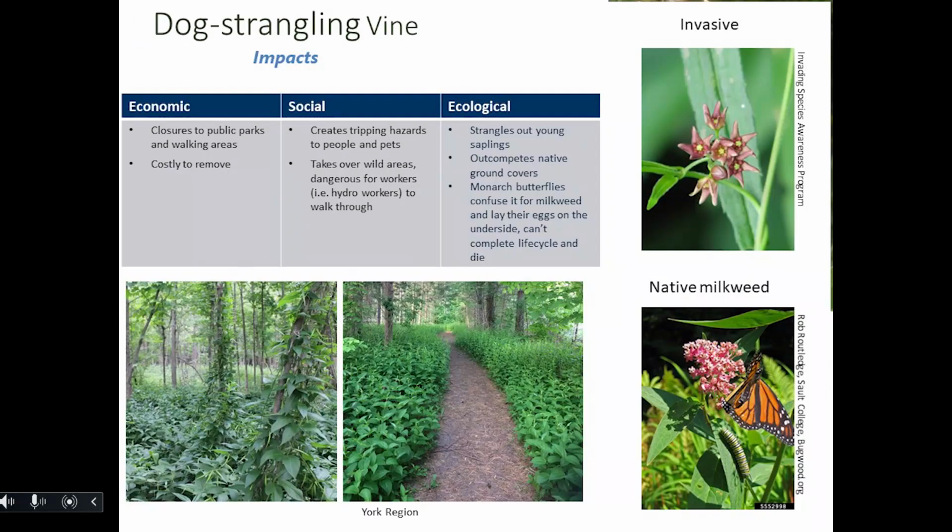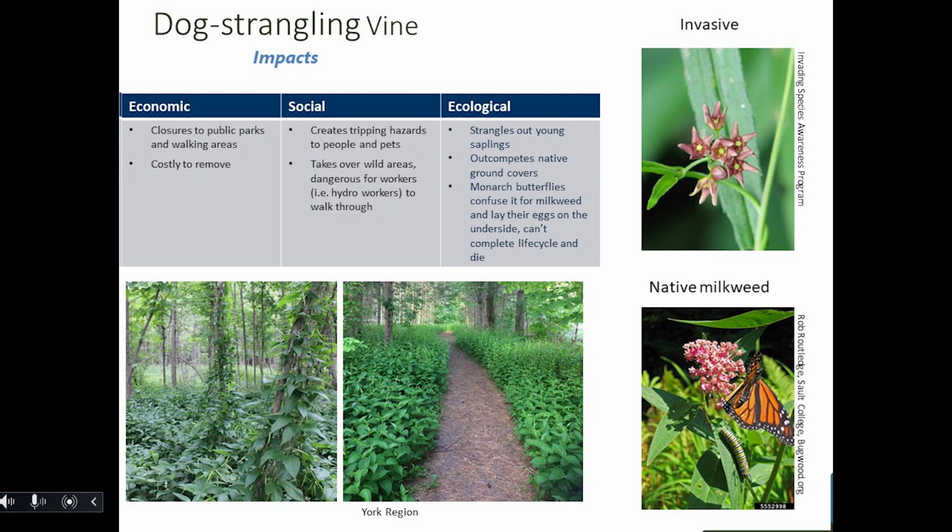So some of the impacts of dog strangling vine include closure to public parks and walking areas. It forms dense mats on the forest floor, which can be really hard to walk through and creates a really large tripping hazard as well as human health hazard and pet hazard when people try to walk through it. And so it can be very costly to remove, and that ties in with the societal impacts, creating tripping hazard to people and pets, closure of popular hiking trails and things like that, and taking over of wild areas, which can make it dangerous for people that are working in those areas, such as hydro workers, for example.